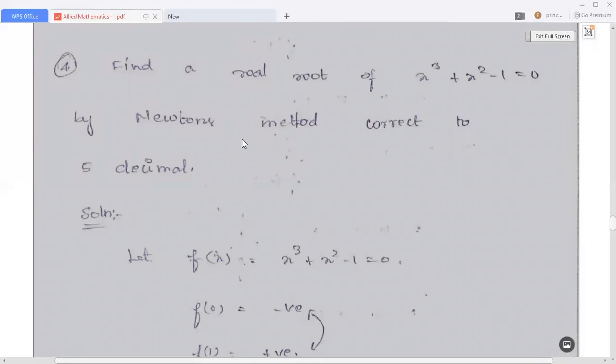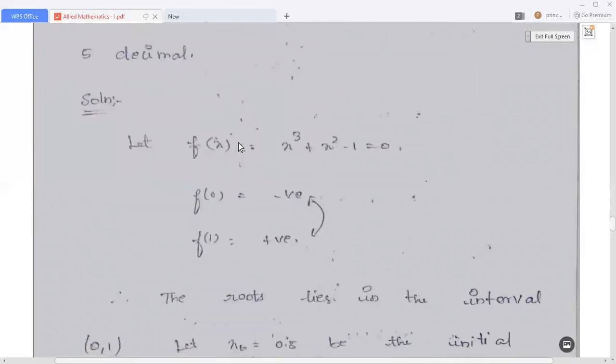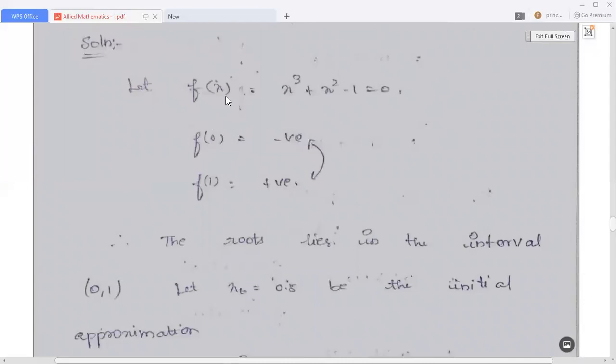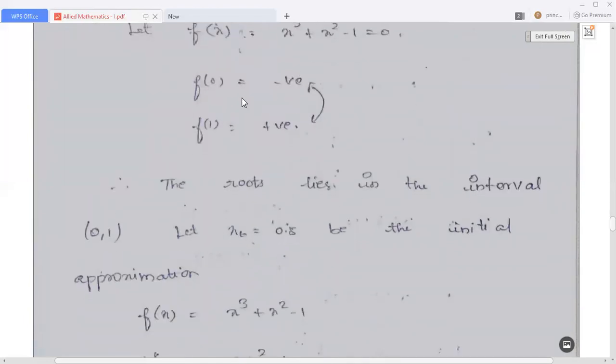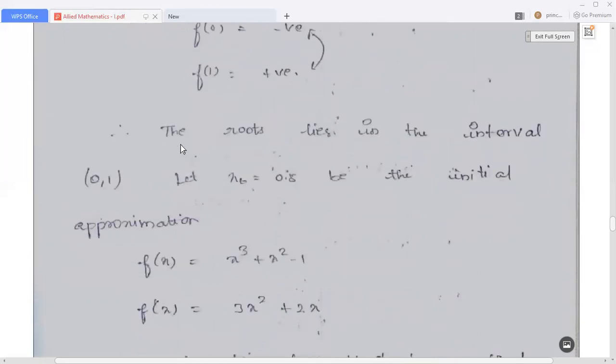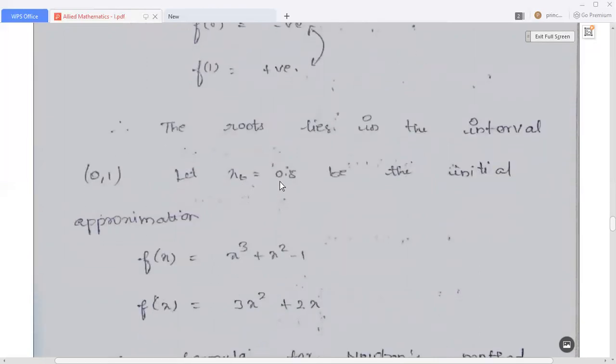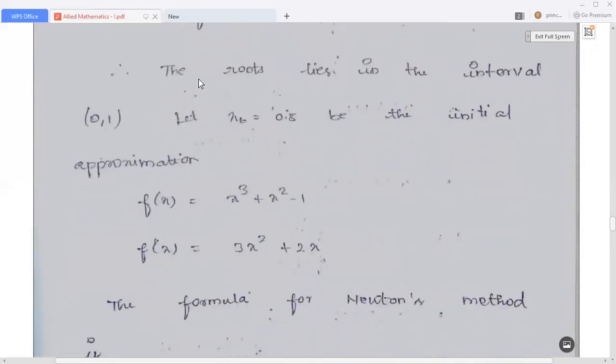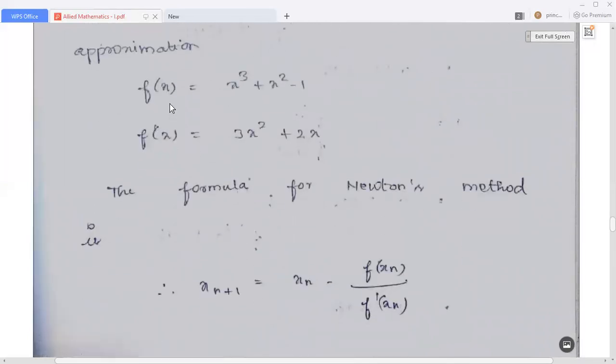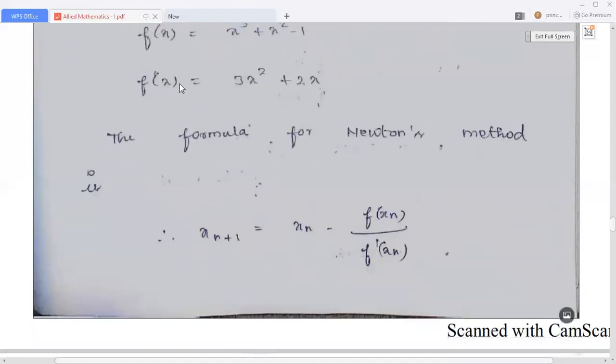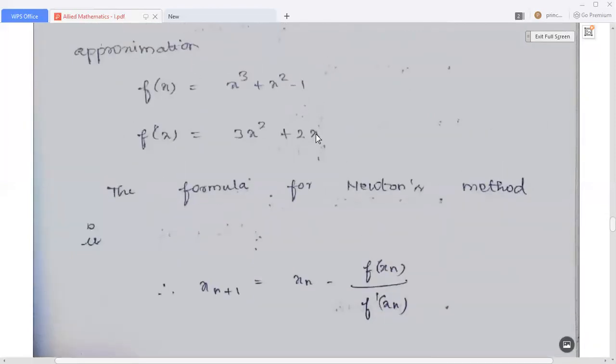Then next problem, find a real root of x cube plus x square minus 1 equal to 0 by Newton's method, correct to 5 decimal places. We write the solution. Now we take f of x equal to x cube plus x square minus 1. Here f of 0 is negative, f of 1 is positive. Therefore, the root lies in the interval 0, 1. Here we take x0 as 0.5, the initial approximation that can be taken in the interval 0, 1. F of x equal to x cube plus x square minus 1. F dash of x equal to 3x square plus 2x.